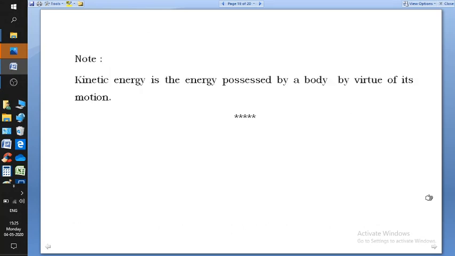So to define kinetic energy, it is nothing but the energy possessed by a body by virtue of its motion. Because it can move, because of its motion, it has the capability to move here and there. Because of that, it possesses this energy which is called kinetic energy.